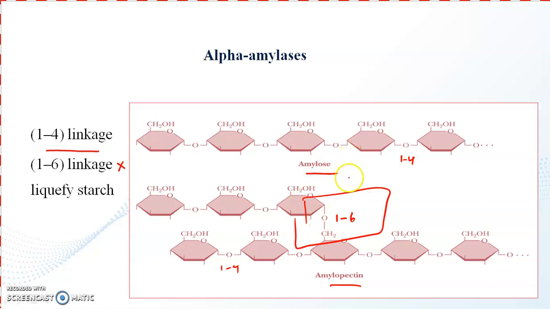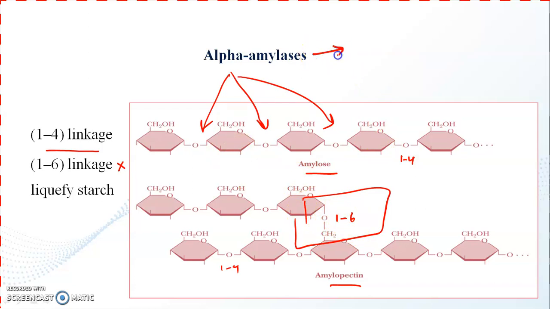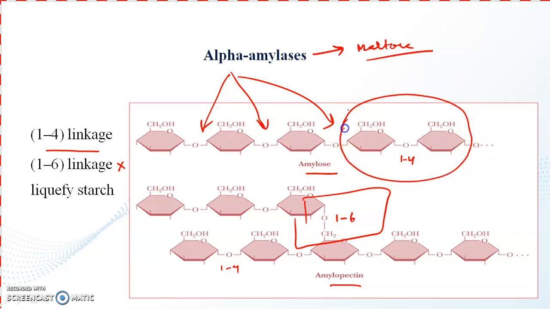So this alpha amylase can act at any point. This is a very important point. You should remember this. It can attack this chain at any point, and it can break down this chain at any point except the 1,6 linkage. And the end result will be maltose, which is a disaccharide. So if this alpha amylase acts here, it will cut this dimer.